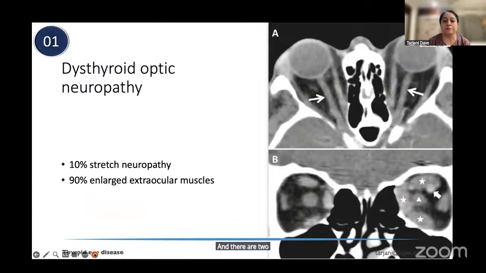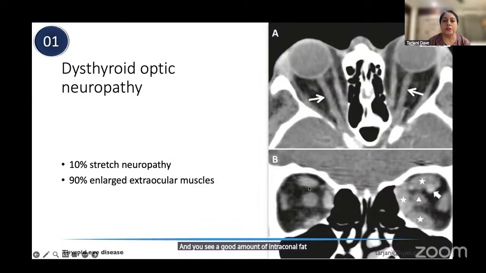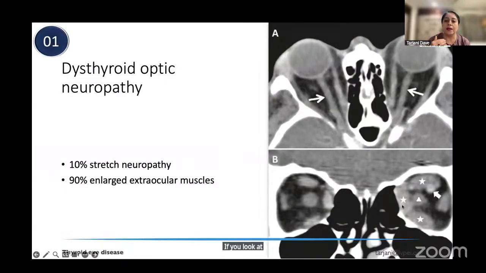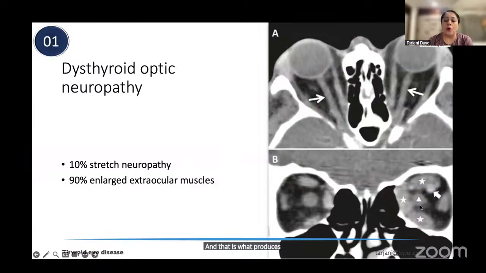And there are two mechanisms by which the optic nerve gets compressed in dysthyroid optic neuropathy. The commonest cause is enlargement of the extraocular muscles. So if you look at the apical cuts on a coronal scan, you'll see the optic nerve, the superior, the inferior, the medial, and the lateral rectus. And you see a good amount of intraconal fat around the optic nerve. In a patient who has thyroid eye disease, because of the swelling up of the muscles, you can see that the intraconal fat reduces, and those thickened muscles are now almost touching the optic nerve. If you look at coronal scans further posterior, you'll see that in most of these patients, the superior, medial, and inferior rectus are pretty large, and there is absolutely no intraconal fat space around the optic nerve in these quadrants, and that is what produces compression on the optic nerve.